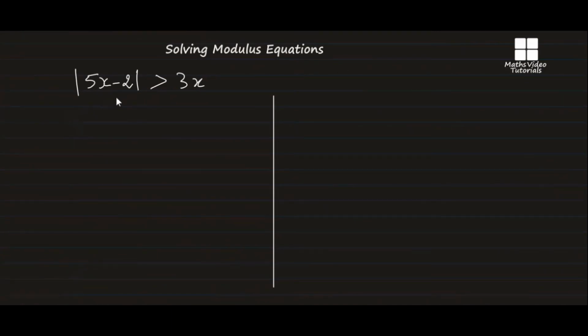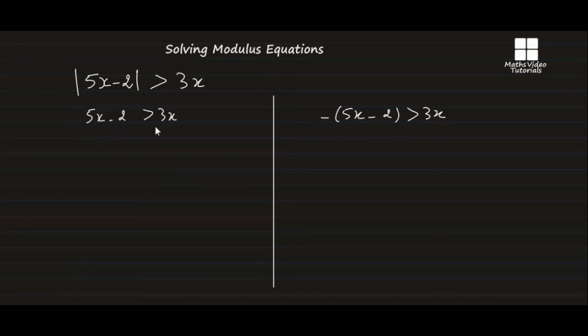Now I'm going to show you how to solve inequalities with modulus. The modulus part will return two values. One of them is the positive one, 5x minus 2 greater than 3x. The other return value is the negative one. We keep it inside a bracket for now. We're going to solve this one here first.